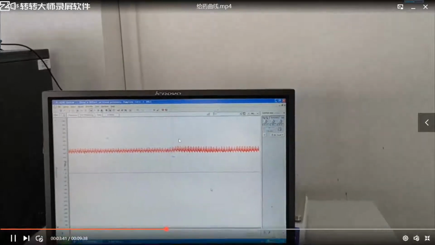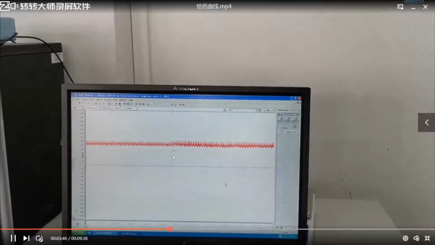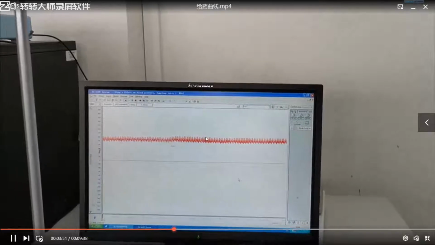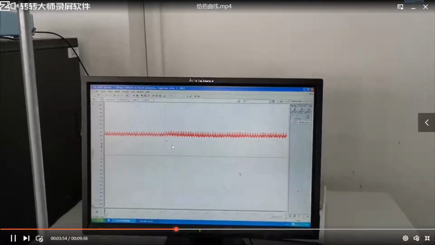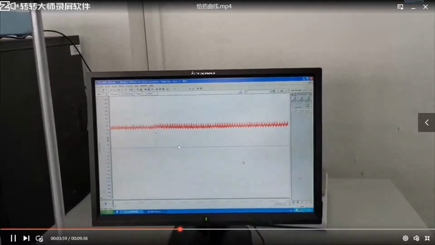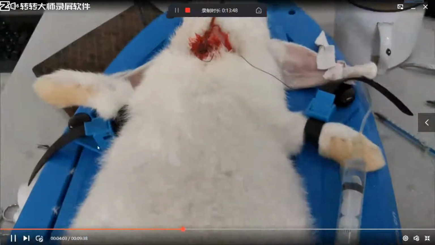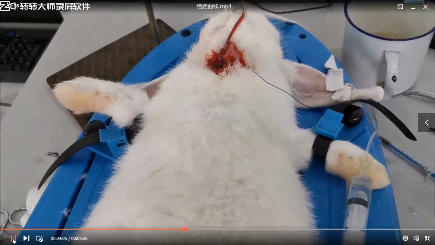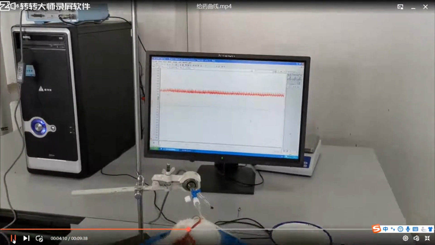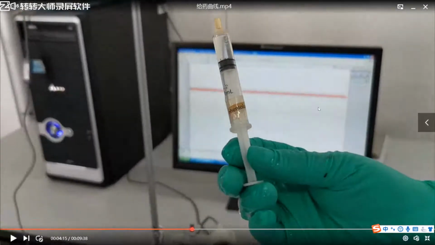Because we know, as explained at the beginning of the lab, isoprenaline on one hand can excite the heart, so it increases blood pressure. But on the other hand, isoprenaline also can activate the beta-2 receptor, so it also reduces blood pressure. The total effect may be an increase, maybe a reduction in blood pressure. Okay.